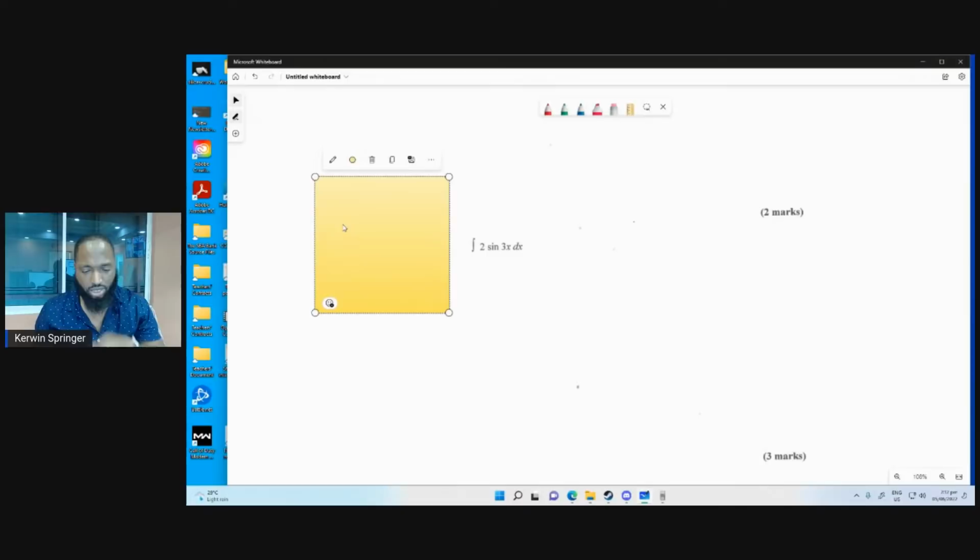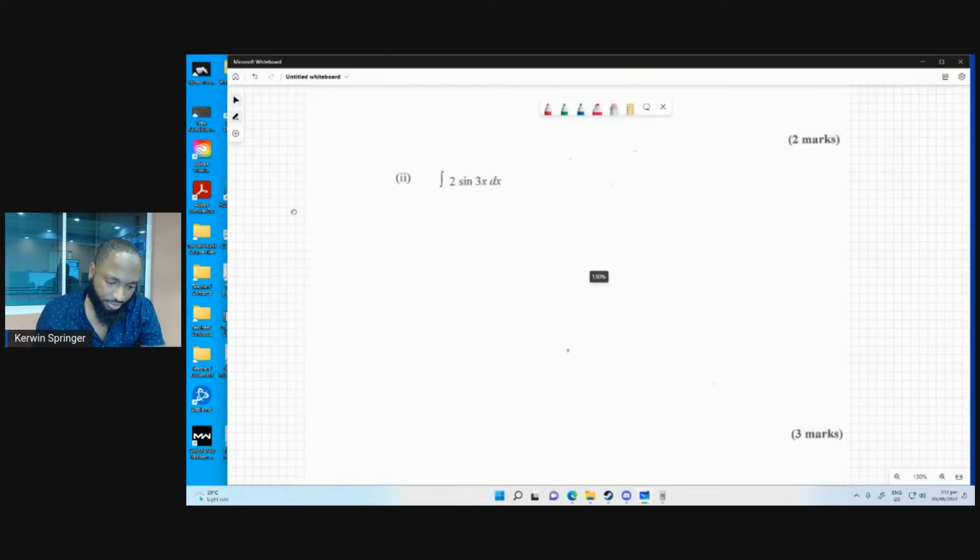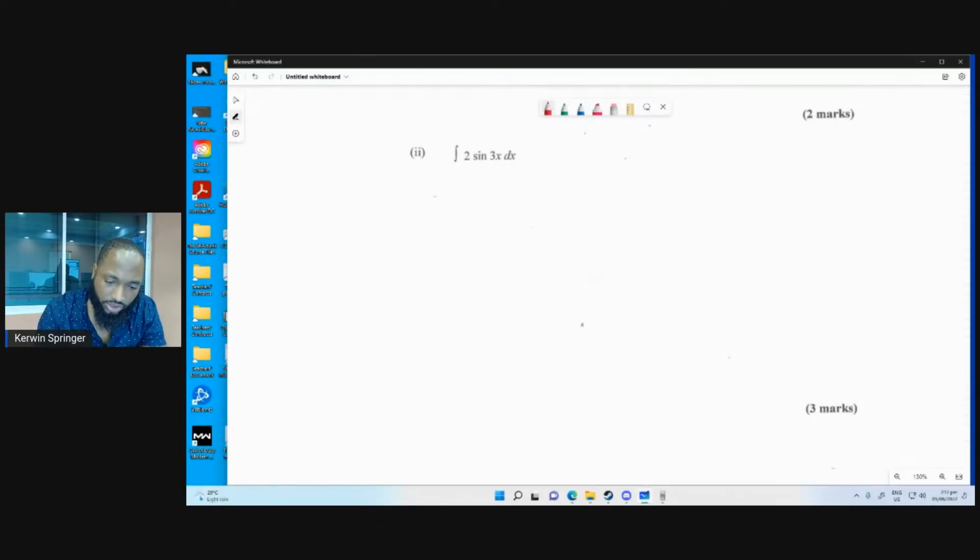And the integral of this one would be equal to negative 2 cos 3x. We need to divide by the differential of what is in the brackets, which is 3. So they get your 3 marks for this. You always have to show working in CXC for this, so you could do a back working and show them.